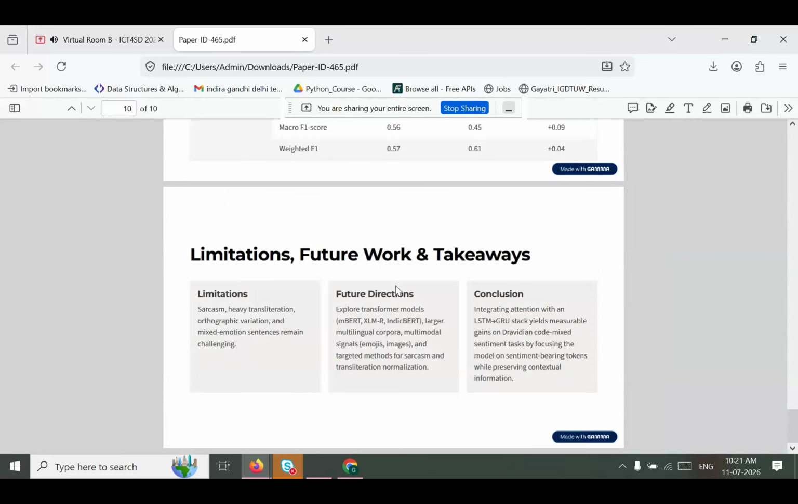Now talking about the future scope. In the future, we plan to extend our work to transformer models and use larger datasets.